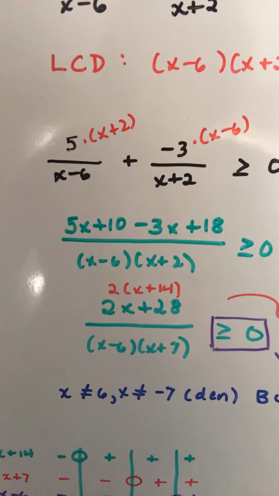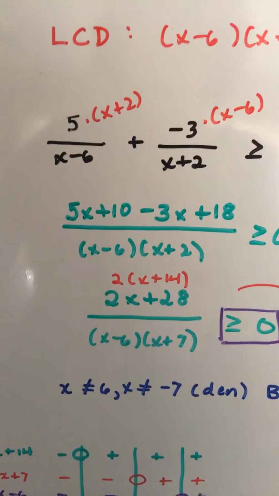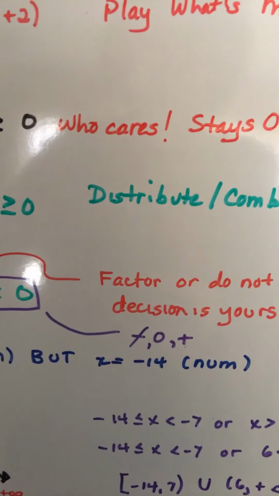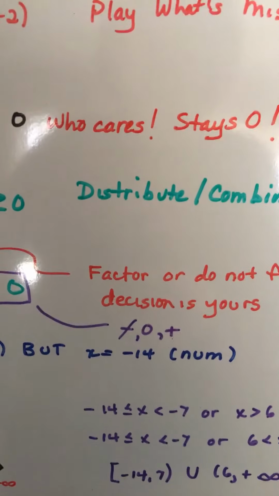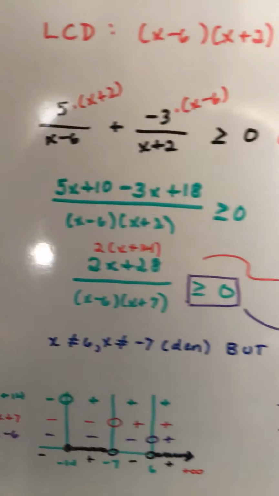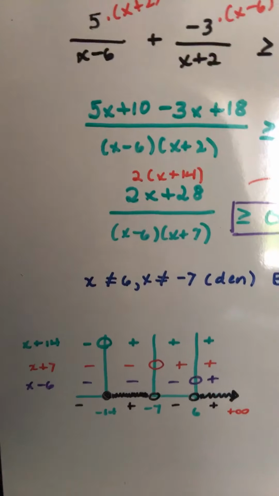Now I could leave it 2x plus 28, or I could factor it as 2x plus 14. It doesn't change anything from me stating that the numerator, negative 14, makes it 0. That factor or not factor is your decision. The denominator, I can't have 6 and negative 7.